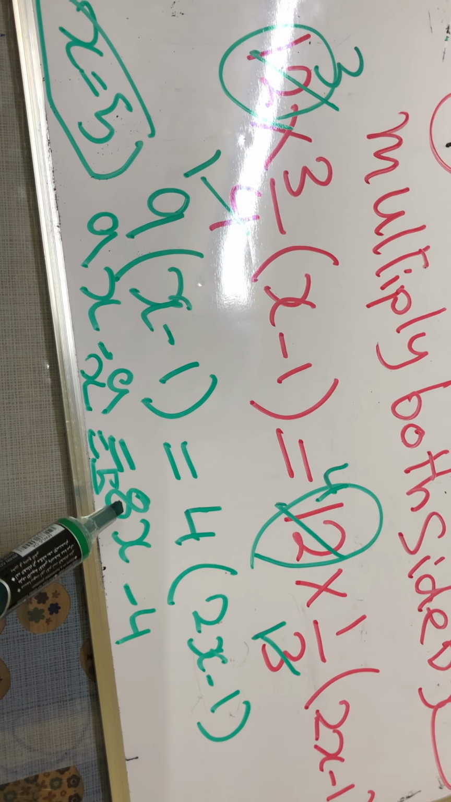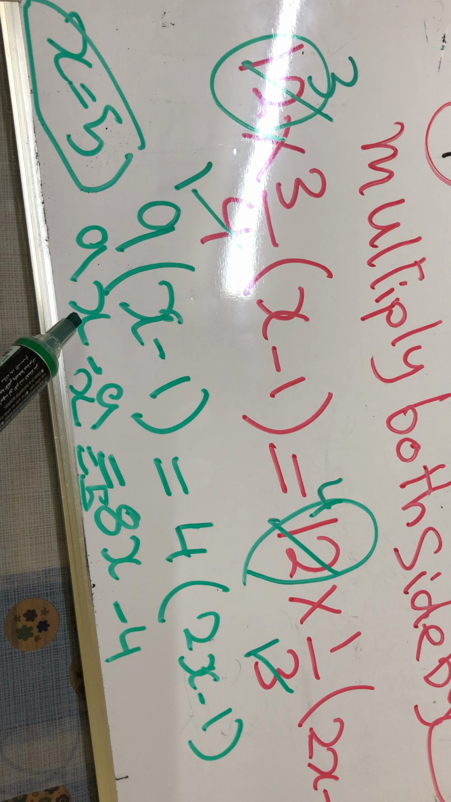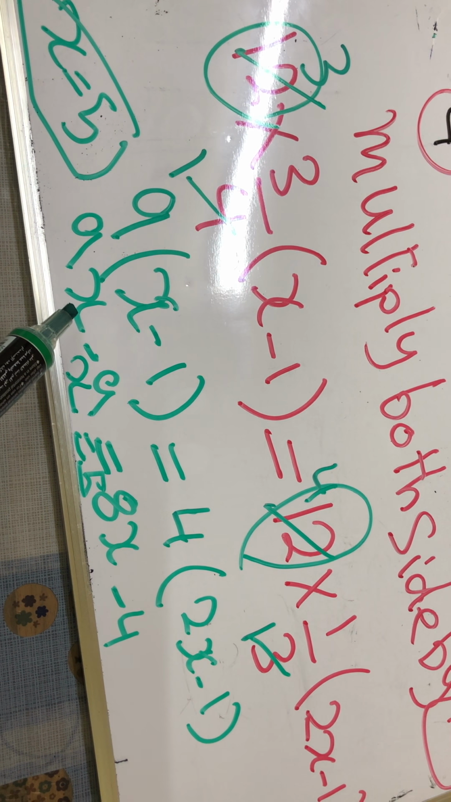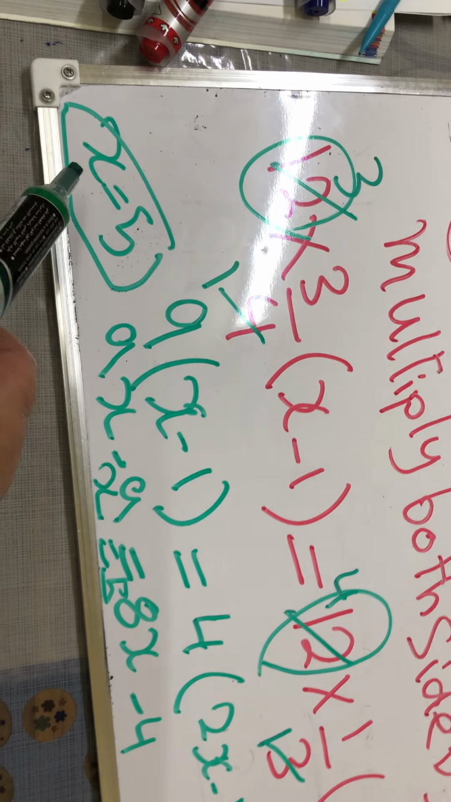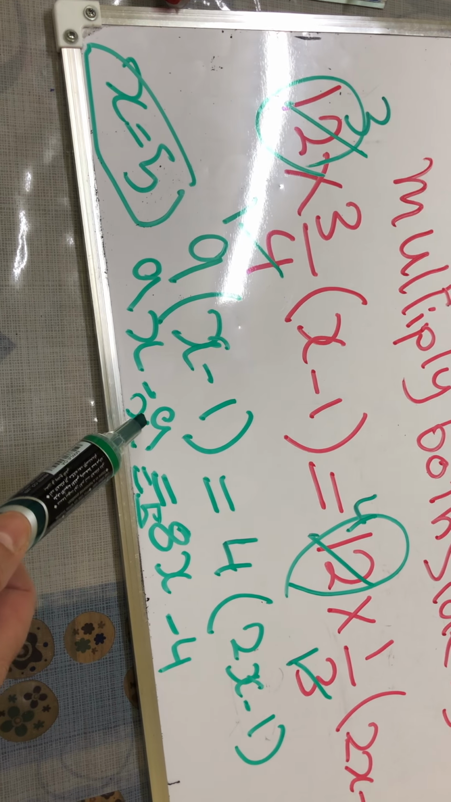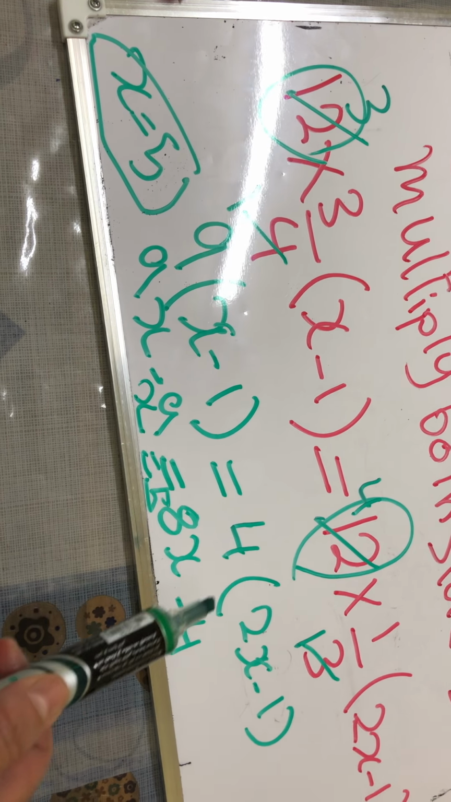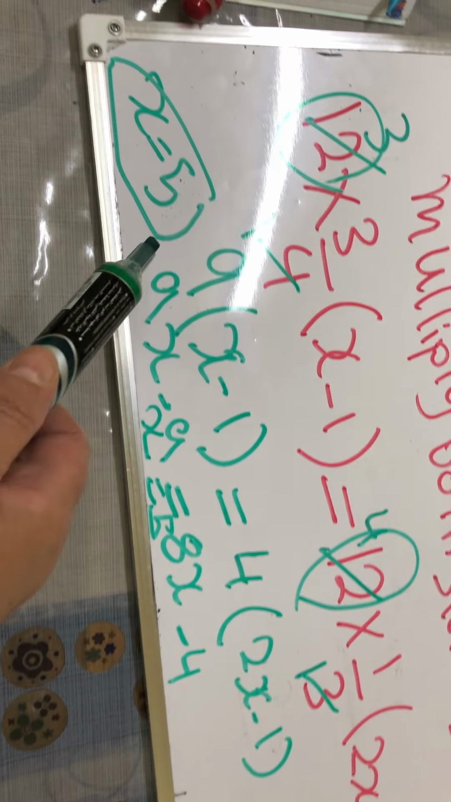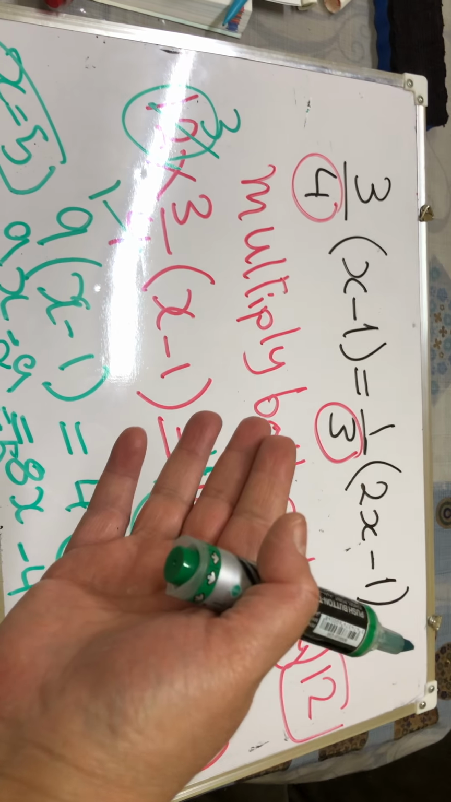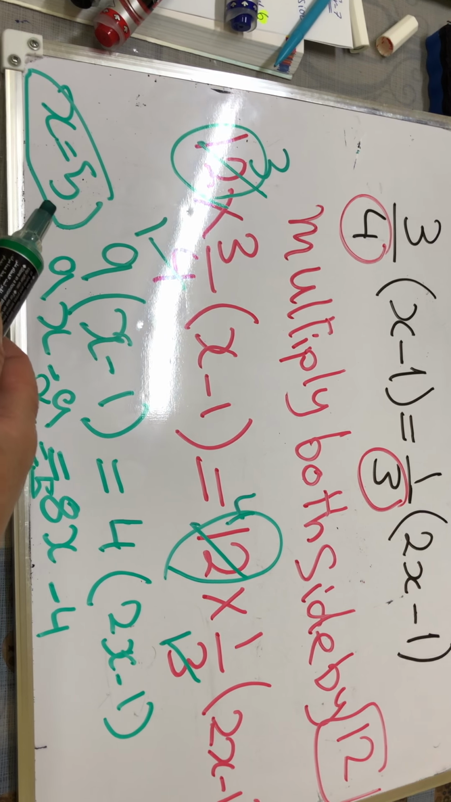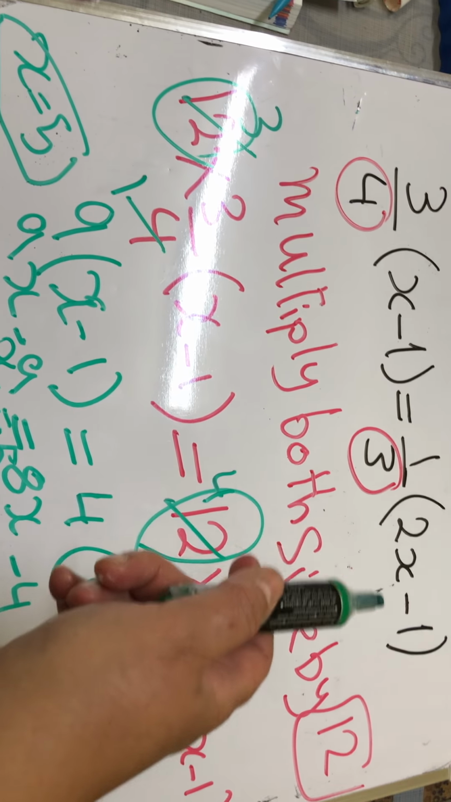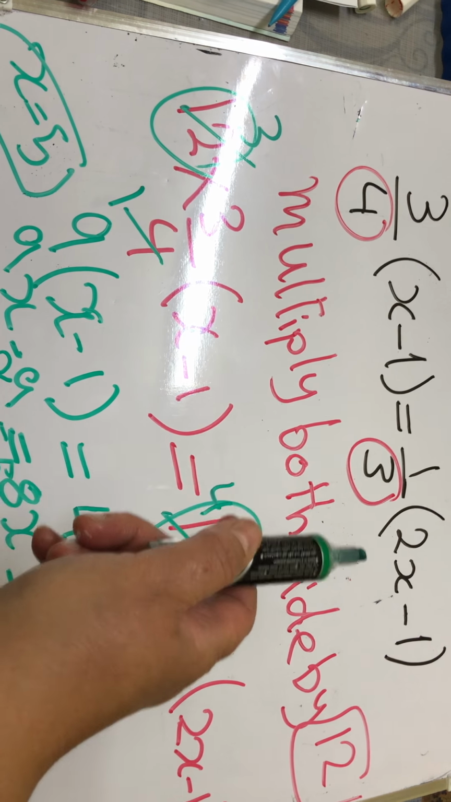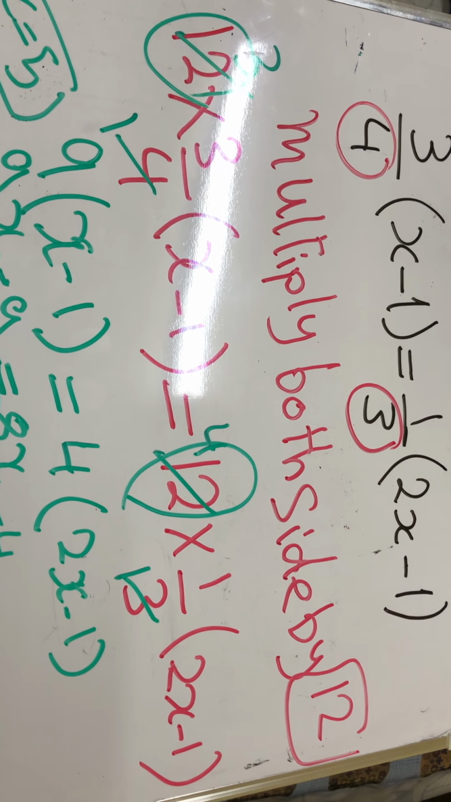I'll take this 8x to the opposite side. It will be negative 8x. 9x minus 8x equal just 1x. And I'll take this 9 to the opposite side. Positive 9 with negative 4 equal positive 5. So x equal positive 5. To check your answer, you can substitute x by putting it 5. You will get the same answer on both sides.